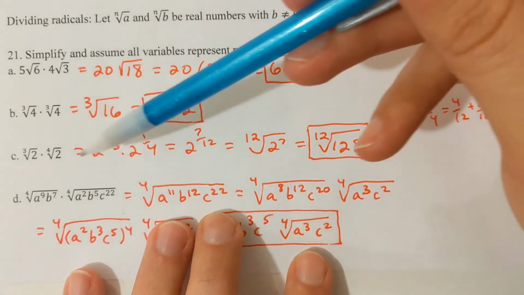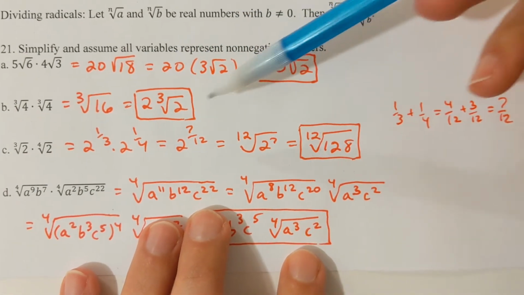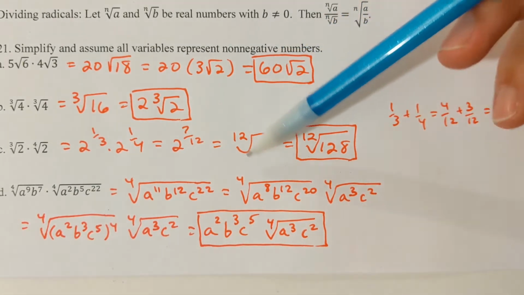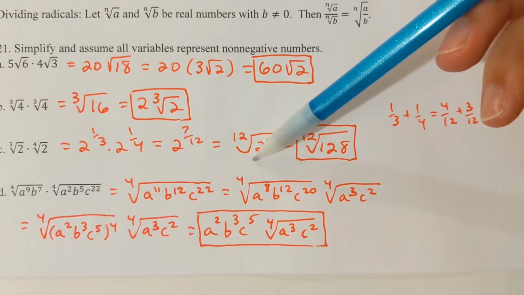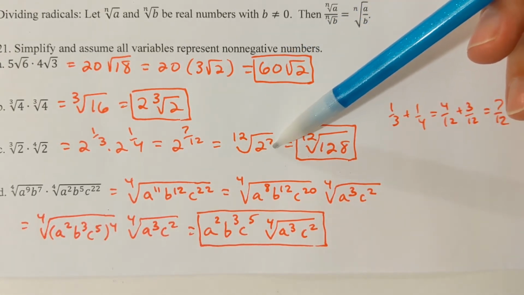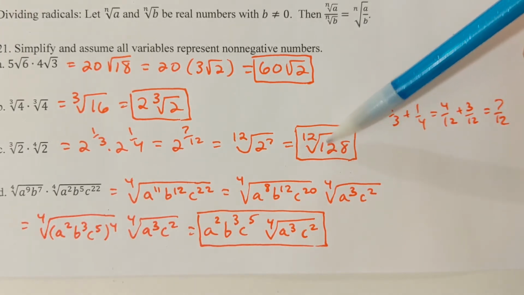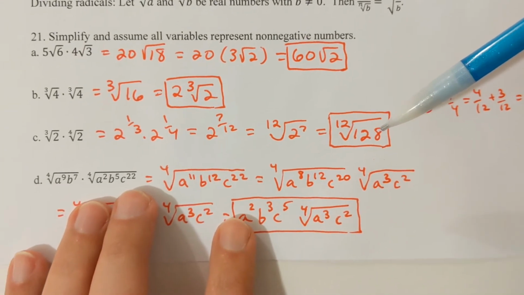Typically, if we have a radical form to start, we'd want to give our answer using a radical form. So I'd want to rewrite this using radical notation. It's going to be the 12th root of 2 to the 7th. Now, 2 to the 7th is 128. So the 12th root of 128, that would be my answer in simplified form.